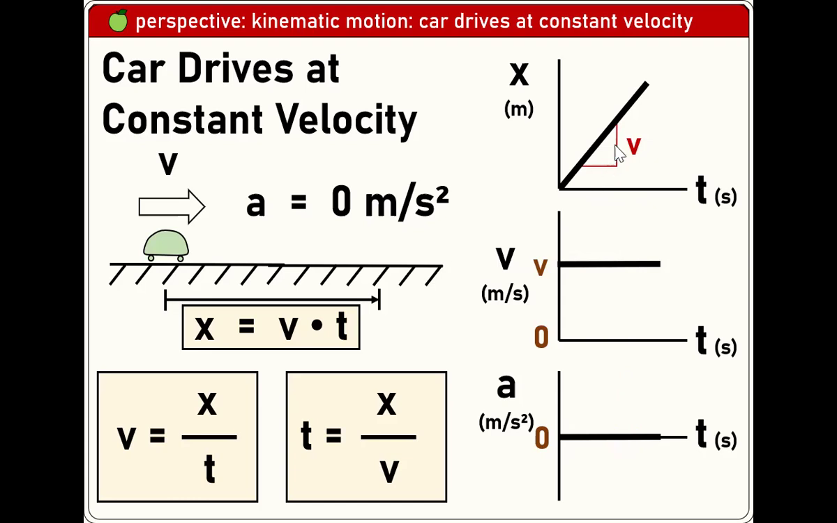One last detail here is these three graphs are related. The slope of x versus t, the rate of change of distance versus time, is velocity. And the accumulated velocity versus time, like if you know you're driving some speed for some time, the area under that curve, in this case a rectangle, can tell you your displacement, how far you've gone.